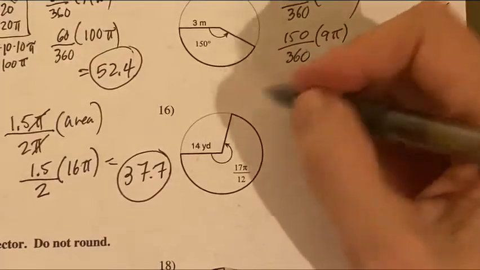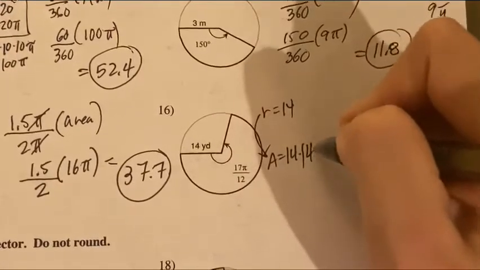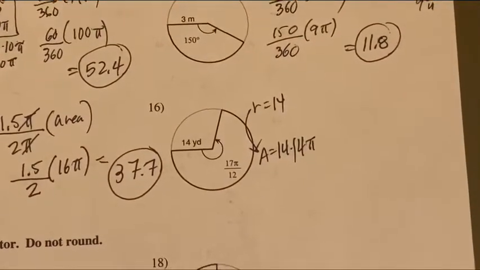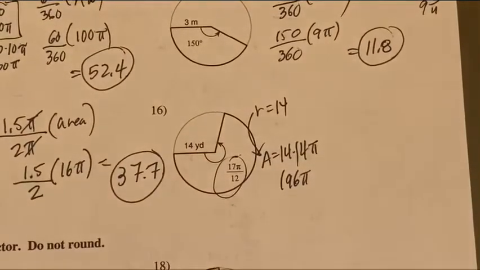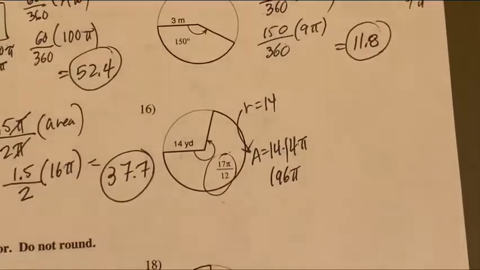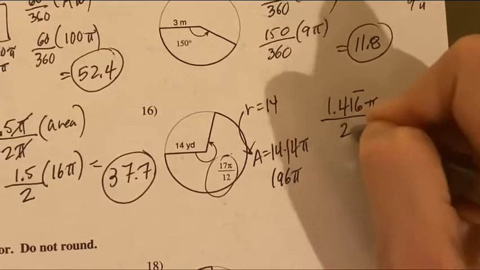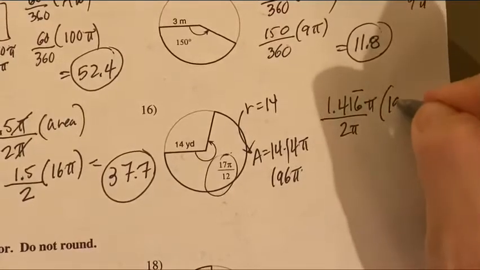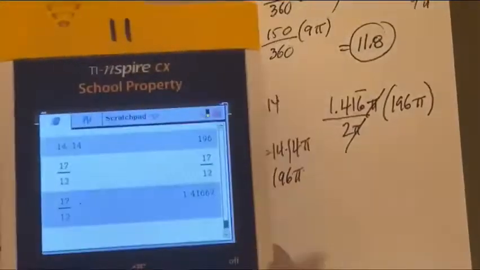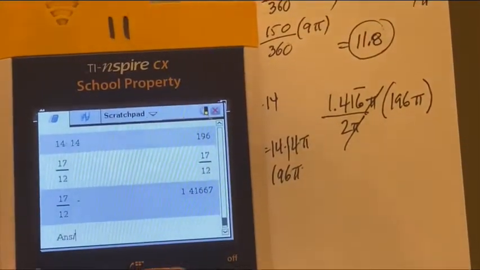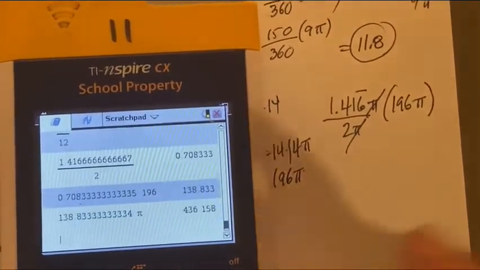All right, now we have the radius is 14, so if I went straight to area, 14 times pi, it's 196 pi. All right, and what do I do with that? So let's turn that into decimals. 17 divided by 12. 1.416 repeating. pi over 2 pi, and I want to multiply by the whole area, so 196 pi. So pi's cancel, and now I still have that 1.416 repeating. I'm going to divide by 2, enter, times 196, enter, times pi, enter.